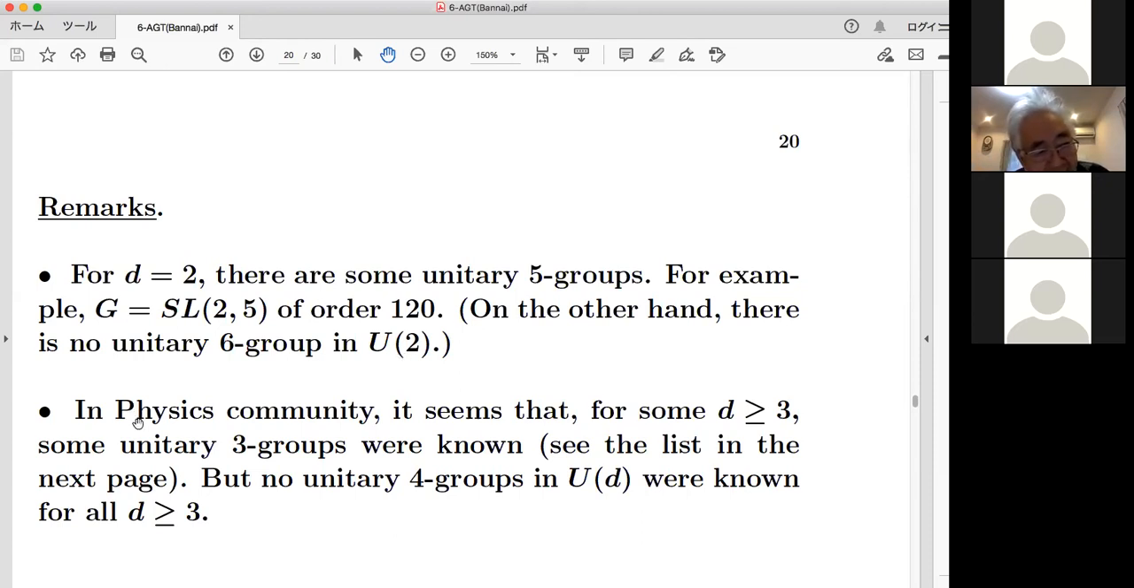And in the physics community, it seems that for some D, at least 3, some unitary 3 groups were known, one family and several sporadic examples. See the list in the next page. But no unitary 4 group in U(D) was known for any D at least 3. This was the situation in the physics community.